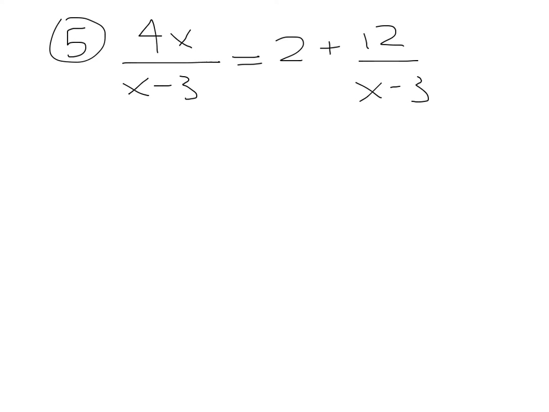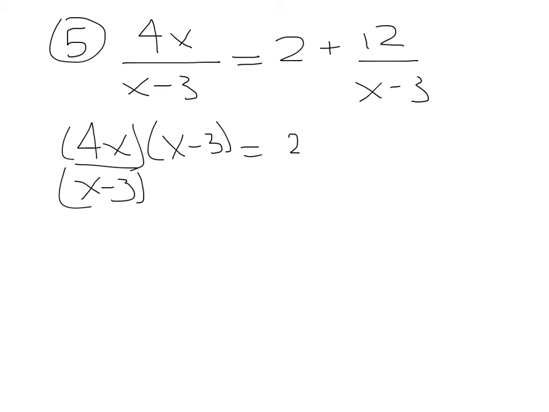When solving a fractional equation, we can multiply through to eliminate the denominators. In this case, my denominators are x minus 3 and x minus 3. So I'm going to go ahead and multiply every term by x minus 3, including the 2.